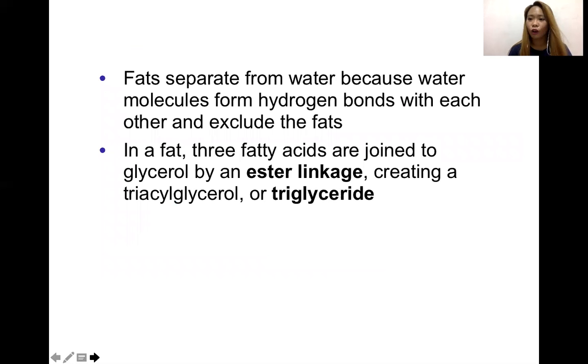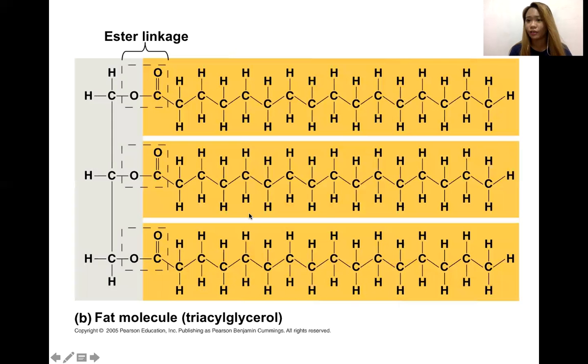The kind of linkage that is formed between the glycerol head and the fatty acid tail during the dehydration process is what we call an ester linkage. Earlier, in the carbohydrates, the kind of linkage that was formed is the glycosidic bond. But the kind of linkage that's formed between the glycerol head and the fatty acid tails is called an ester linkage. And a triglyceride, or triglycerol, looks like this.